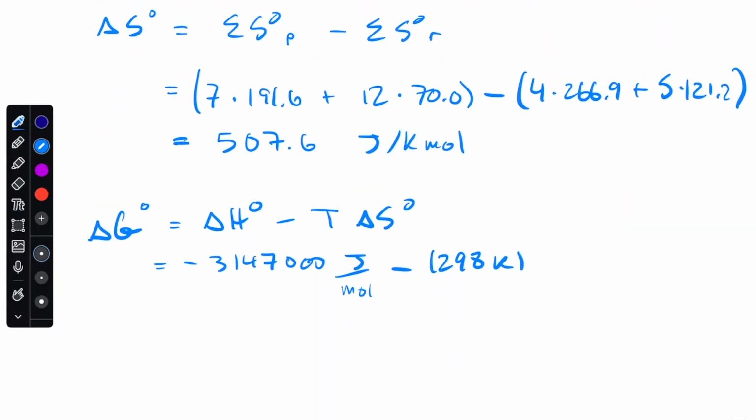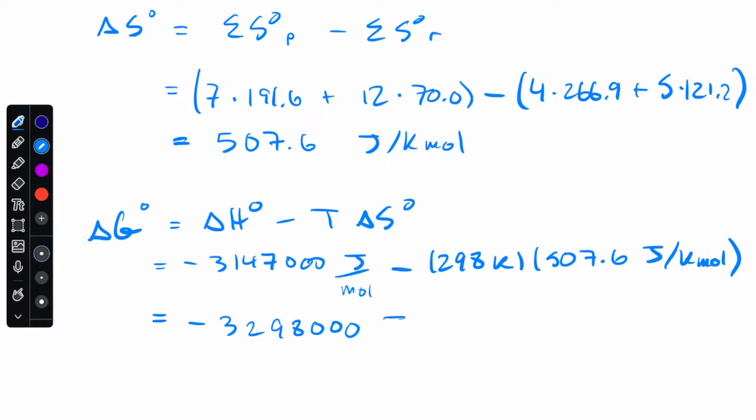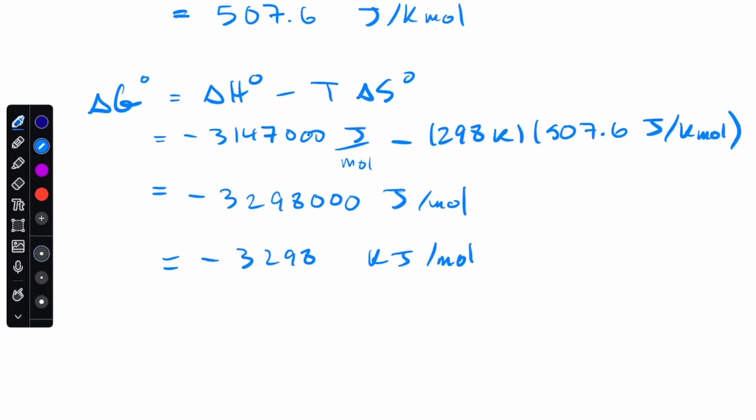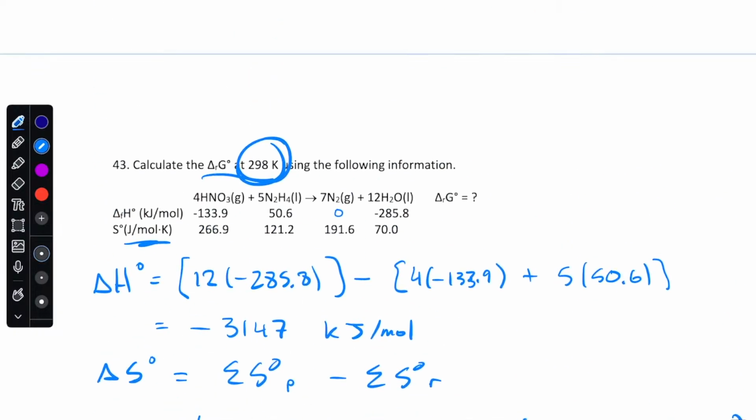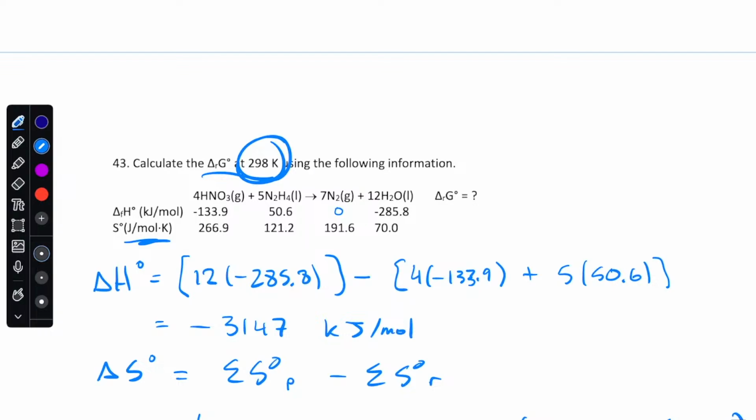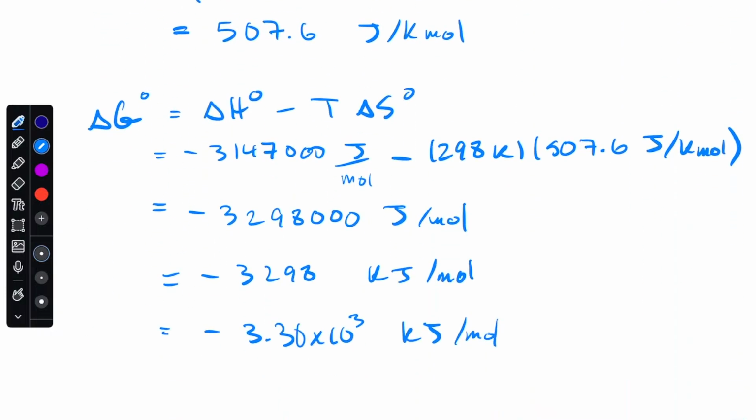And then we're going to put in the value we got for our delta S, which is 507.6. Equals minus 3298000 joules per mole, which is minus 3298 kilojoules per mole, which is probably still too many sig figs, which is minus 3.3 times 10 to the third kilojoules per mole. Get her down to 2 sig figs, which I guess we could have used 3 sig figs, but 3.30 we'll say.